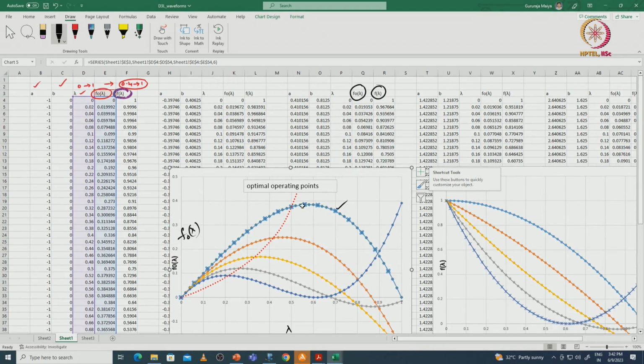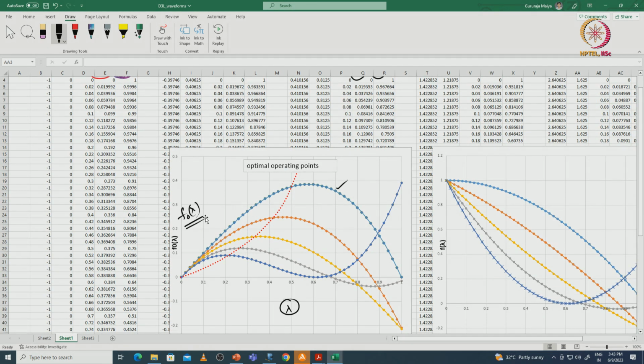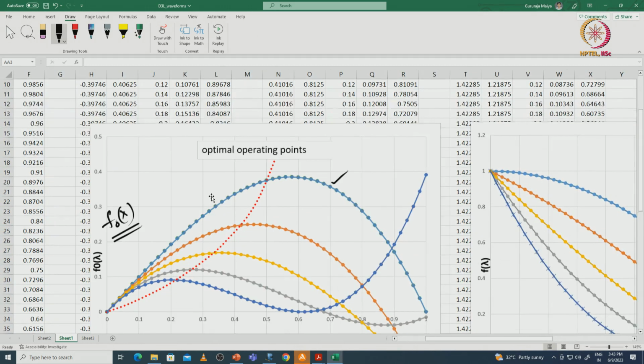So, this one is set 1, then this is set 2, set 3, set 4 and set 5. With respect to the 5 operating points of A and B, I have considered the f naught of lambda curves. I have drawn the f naught of lambda curves here. From here we have to choose the lambda value precisely to find the f naught of lambda value. We have to maximize this function.